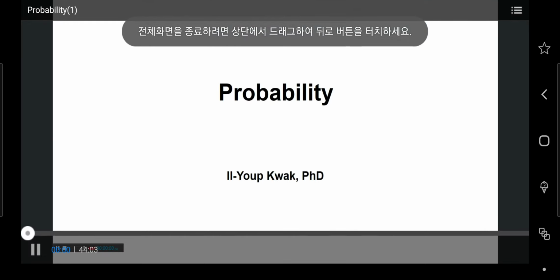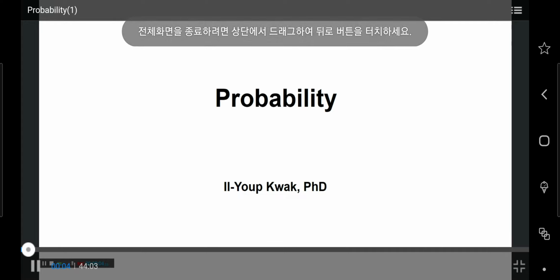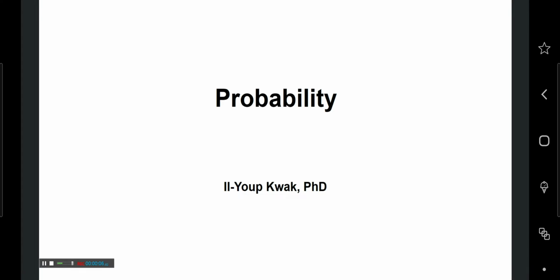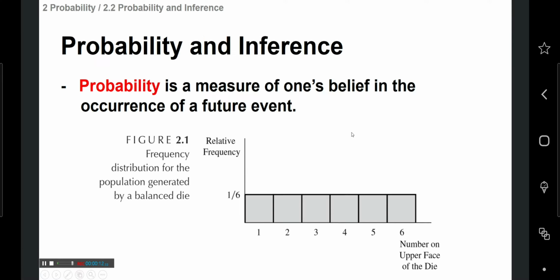Okay, hello everyone. Today we will learn about probability, which is chapter 2 of our textbook. In chapter 2.2, there's probability and inference, and probability is a measure of one's belief in the occurrence of a future event.